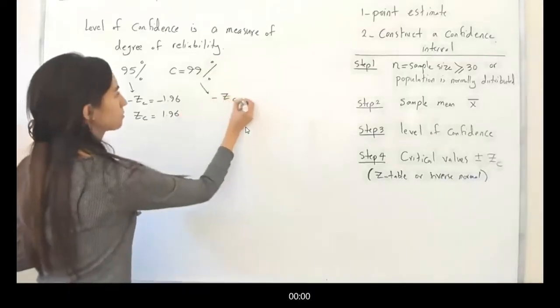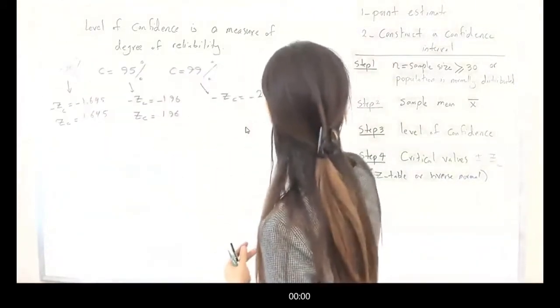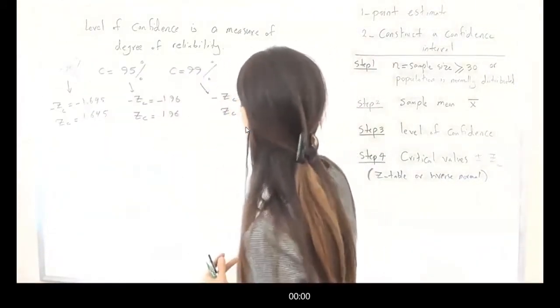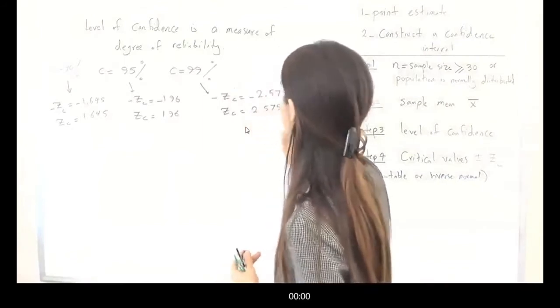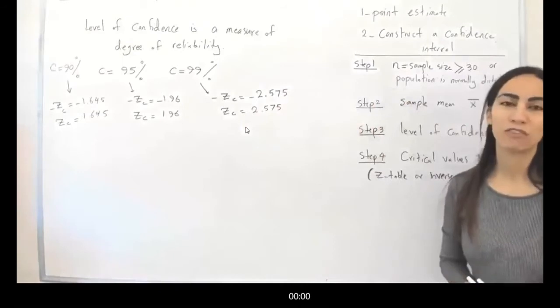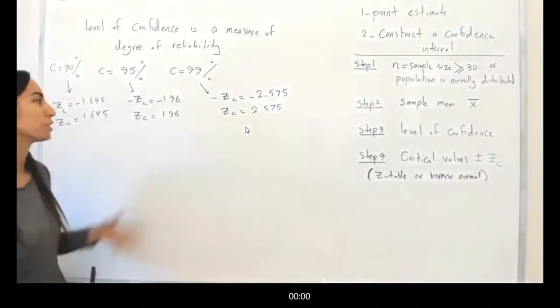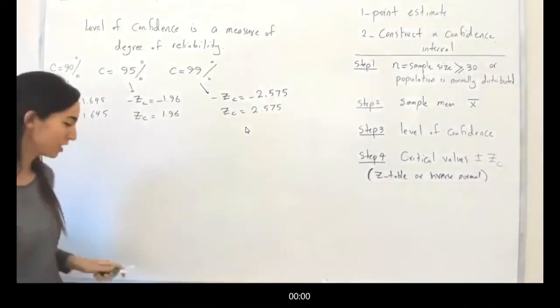Negative ZC, negative 2.575, and positive critical value 2.575. So you either memorize these critical values, or you can always get back to your calculator and use inverse norm, or if you're using your Z table, you can find these values using your table.